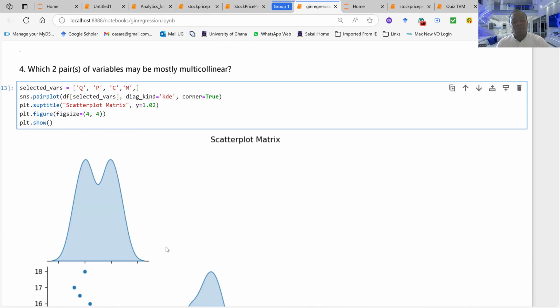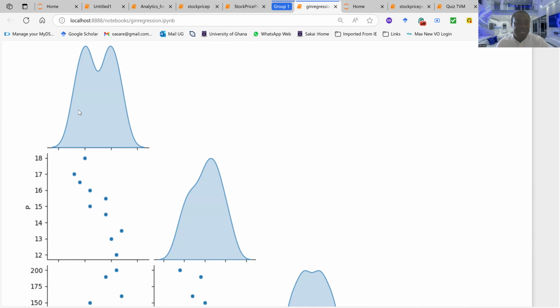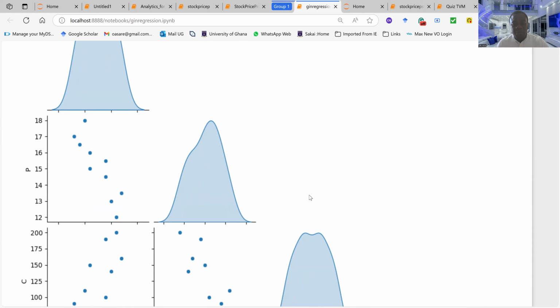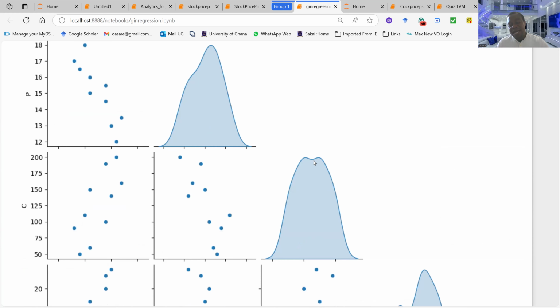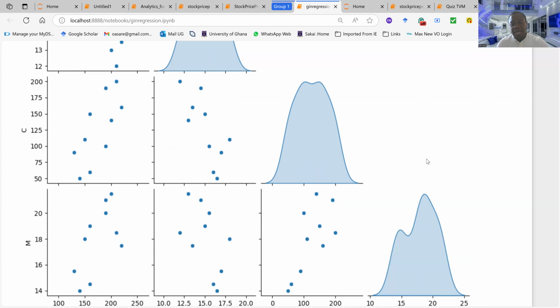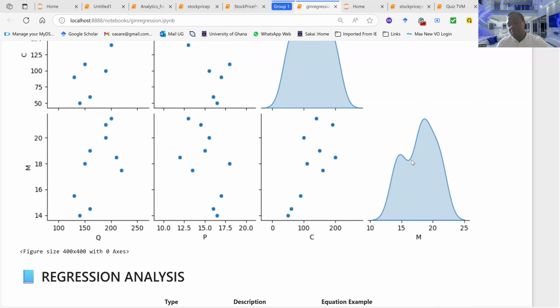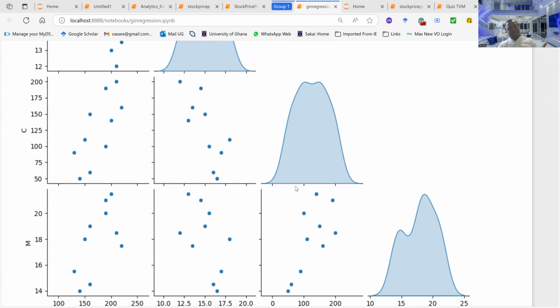So clearly you can see that this top part here is for quantity demanded. Quantity demanded alone is not normally distributed. But look at the price. Price is almost normally distributed. Look at complement price. Complement price is multimodal at the peak. It appears normally distributed, but it's just multimodal. And then if you look at the last one here, which is the M, the income, income is also multimodal. There are two peaks there, and therefore it is also not normally distributed. So that is one way you can have a picturesque understanding of the variables.